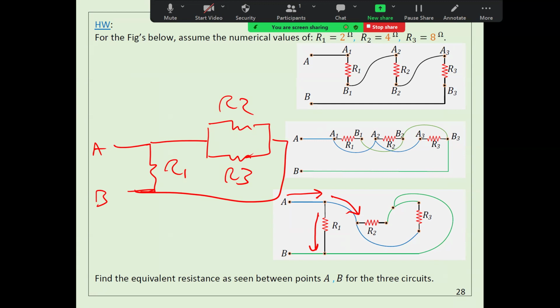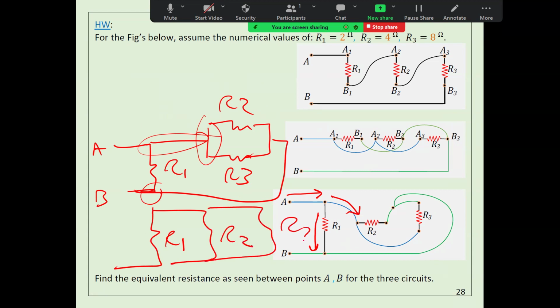I think I can do it this way, but what is the relation between R1 and these two? Yeah, they are parallel, that's true. Why? Because this is the same point here, the same point here, the same point here, it's just the same point. So that means I can redraw it as R1 parallel to R2, parallel to R3. Because they share all of this one node, 1 point. I can do it in different ways, but all of this is just 1 point.